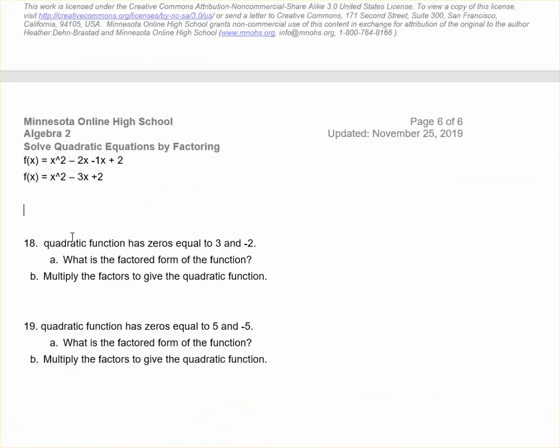So for 18, you'll do the same thing, and 19, you'll do the same thing. Note that in 18, one of them is negative, so the opposite would be x plus 2 for one of the factors.